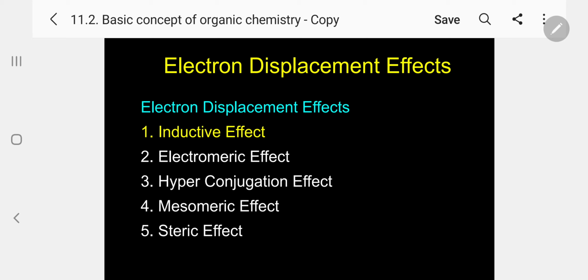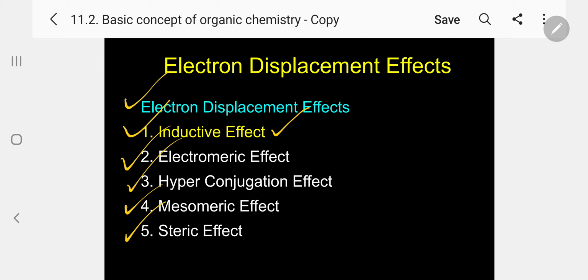In order to explain the reaction and mechanism, we must know the following electron displacement effects. What are they? 1. Inductive effect. Why have I shown yellow color? Only this effect we are going to apply here. Number 2, electromeric effect. Number 3, hyperconjugation. Number 4, mesomeric effect. Number 5, steric effect.